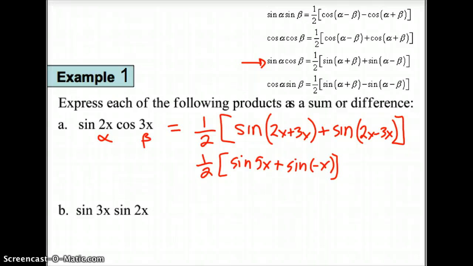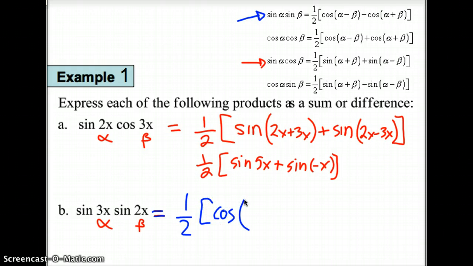Once again, we have sine of 3x, sine of 2x. So we have an alpha and a beta. Pick which one's which, and then we're going to use the formula. Now we're going to use the first formula up here in order to solve this one. We're going to get 1/2 the bracket of the cosine of alpha minus beta, so 3x minus 2x, minus the cosine of 3x plus 2x.